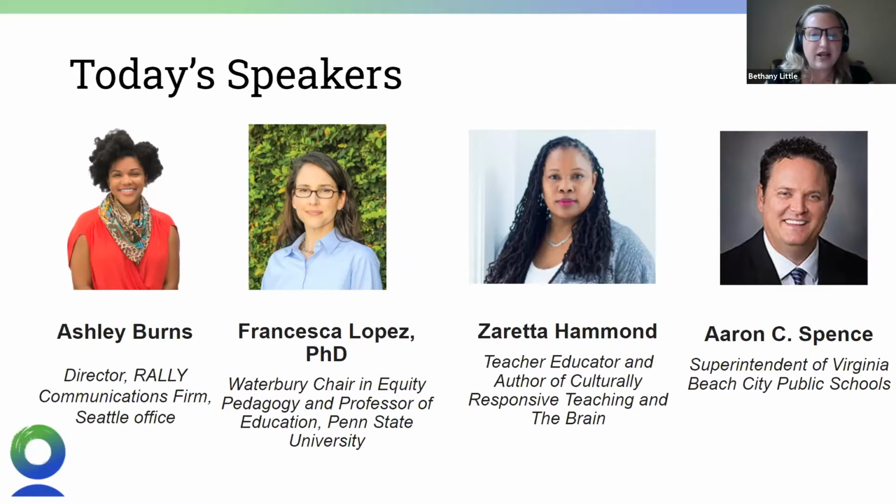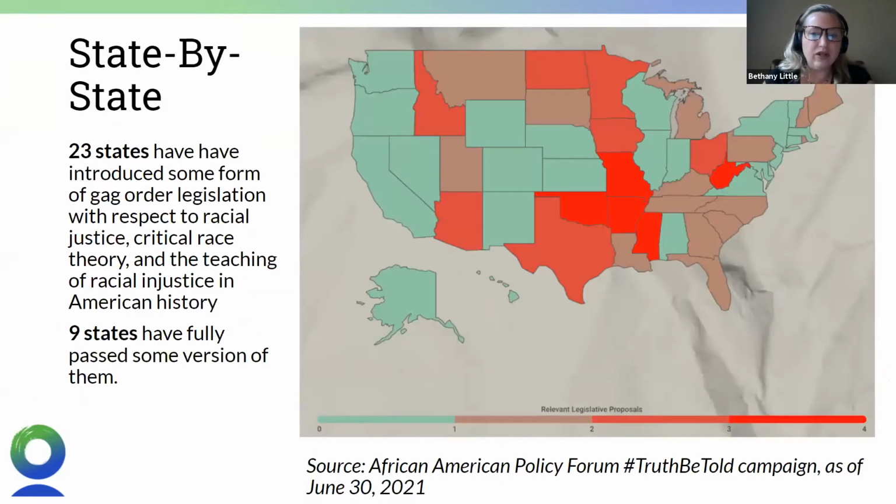To begin, I do want to create a shared base of knowledge among us. Let's do a quick recap of what's going on. With gratitude to the African American Policy Forum and their Truth Be Told campaign, they've put together this map that tells us 23 states have introduced some form of gag order legislation with respect to racial justice, critical race theory, the teaching of racial injustice in American history. 9 states have fully passed some version of them. This is a big reversal from when we might have been talking about this issue 3-4 months ago, where we could have looked at a different map where there were initiatives moving in state capitals to advance equity. In many cases now we have initiatives moving against equity.